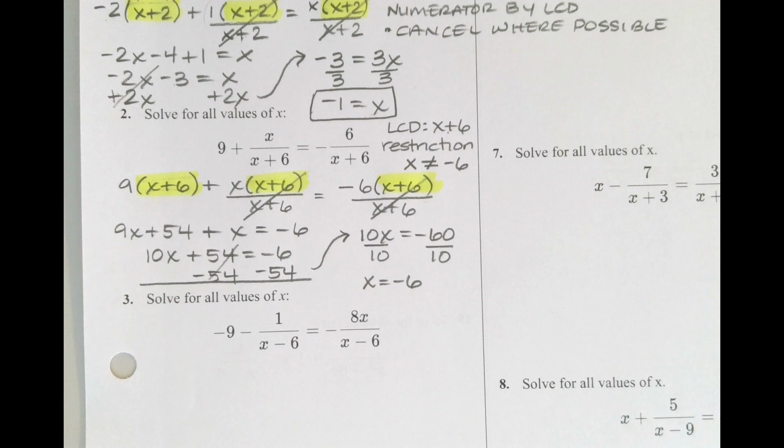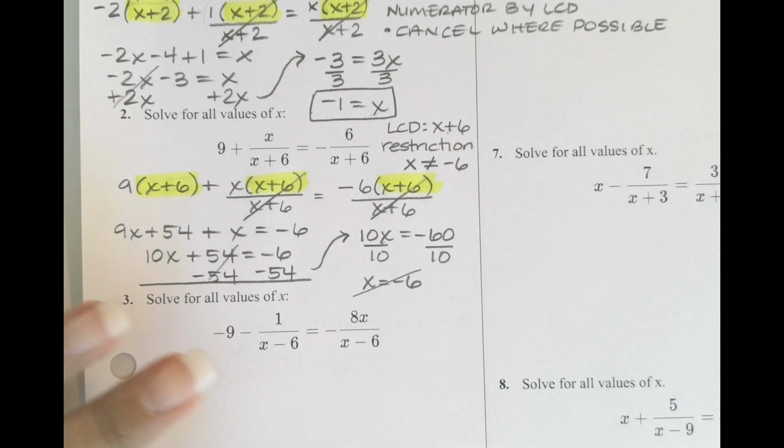So what answer did you get? Did you get -6? All right, was that answer allowed? No, it was not allowed. What I want you to understand is when you get an answer that is restricted, obviously you do not put that answer in your Delta Math homework answer.